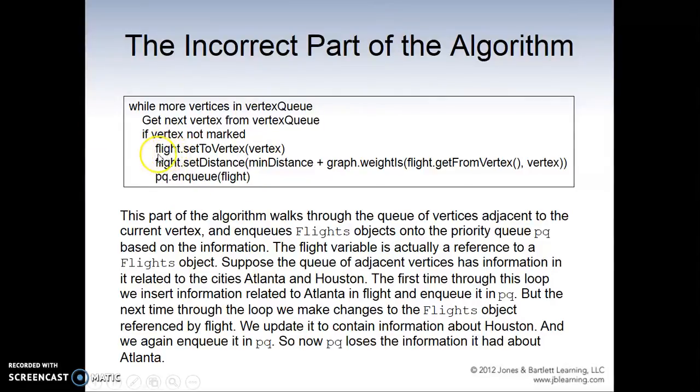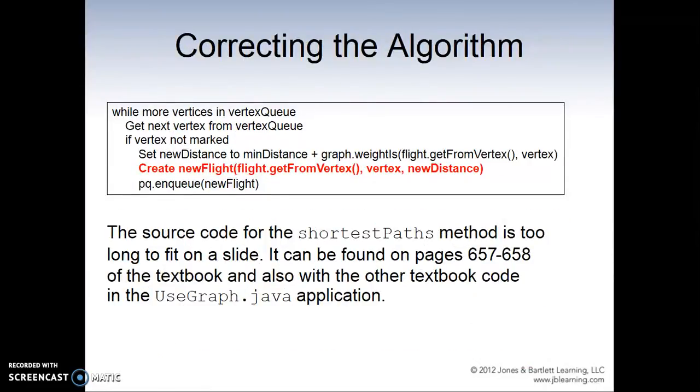So you see flight here. Suppose the queue of adjacent vertices has information in it related to the cities Atlanta and Houston. The first time through this loop, we insert information related to Atlanta in flight and NQ it in PQ, PriorityQ. But the next time through the loop, we make changes to the flight object referenced by flight. We update it to contain information about Houston, and we again NQ it in PQ. So now PQ loses the information it had about Atlanta. So let's look at how to fix this issue.